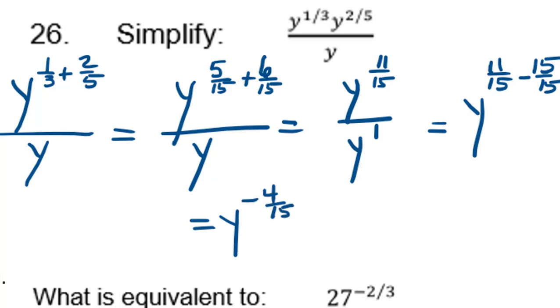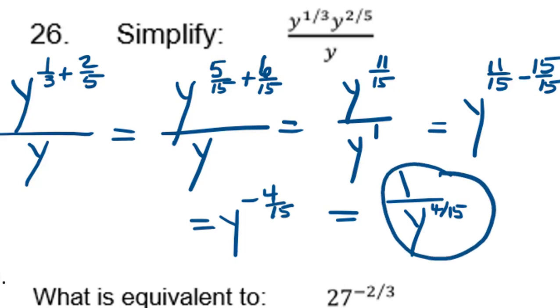-4/15. We don't usually like to leave negative exponents in our answers though, so remember, the negative is just telling you it's on the wrong side of the fraction bar. We need to flip it over. So we have 1 over y to the 4/15.